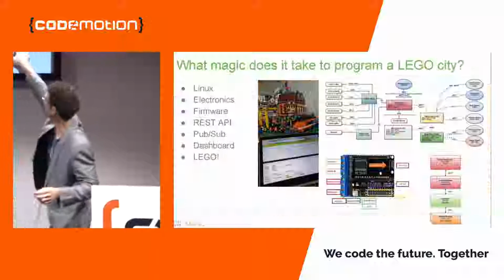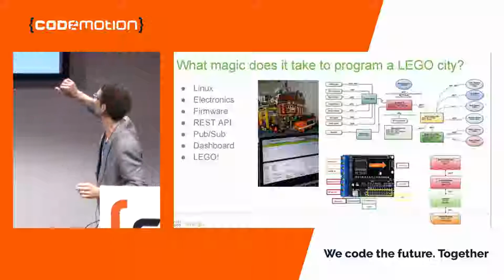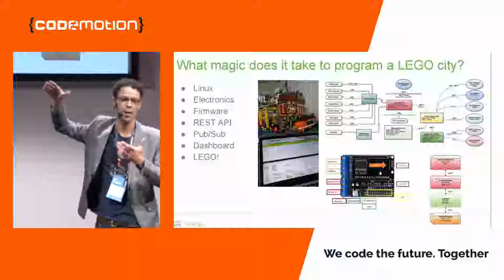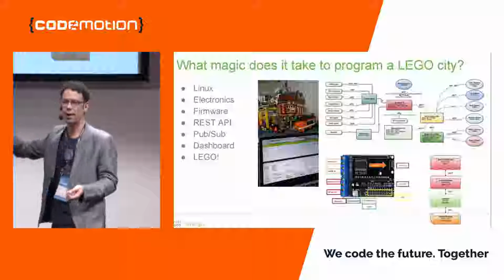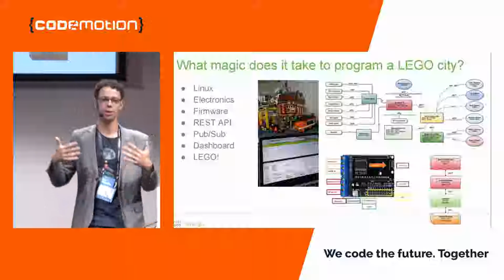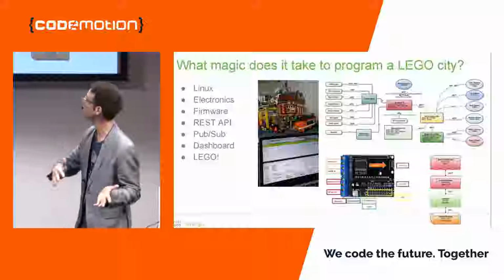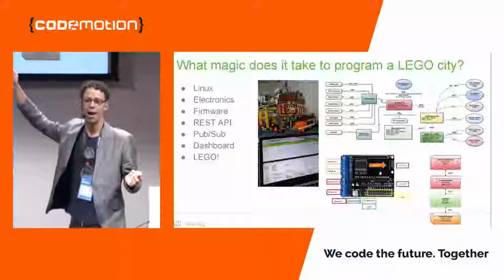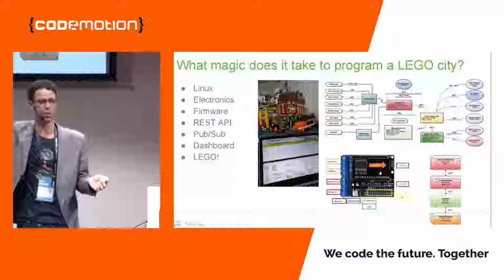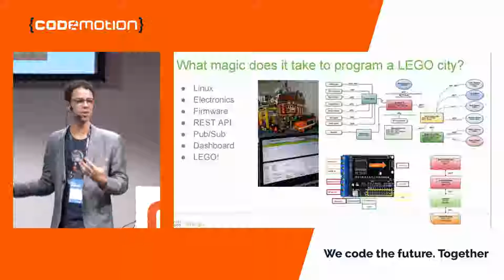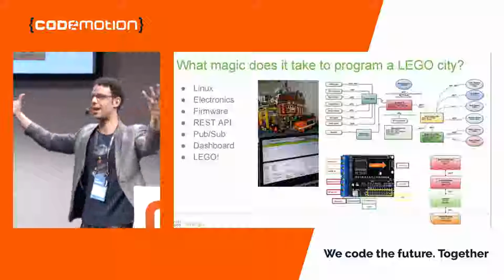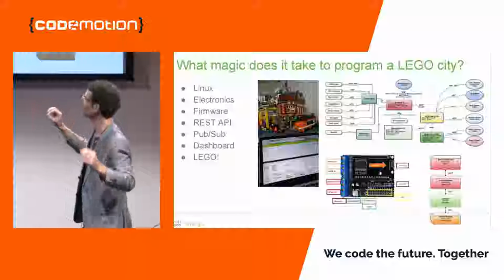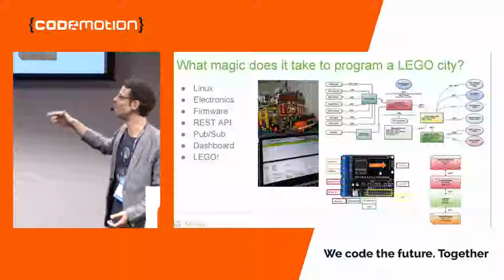So to dive in deep of what this city looks like, basically, it consists of a Raspberry Pi, which is running Linux, like an Ubuntu version. I have my various electronics. I understood the concept of firmware versus an API. I understood about pub/sub using MQTT or other solutions out there. I understood how to kind of make a dashboard. And honestly, I used a lot of Lego to build this.